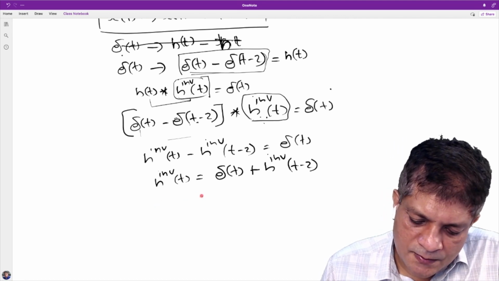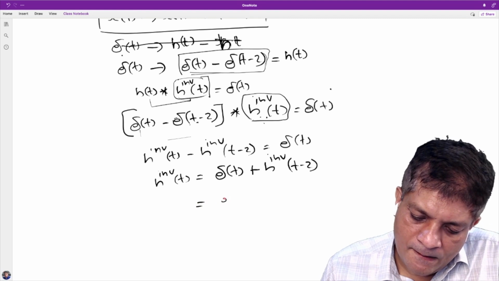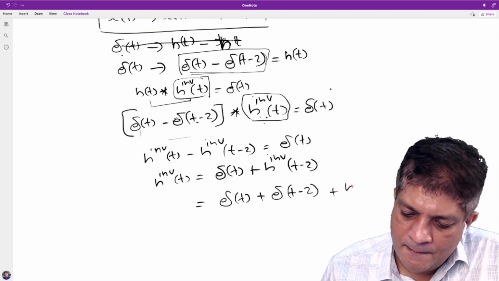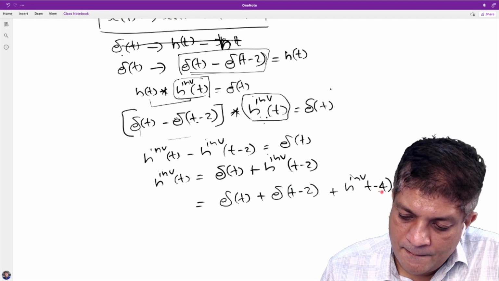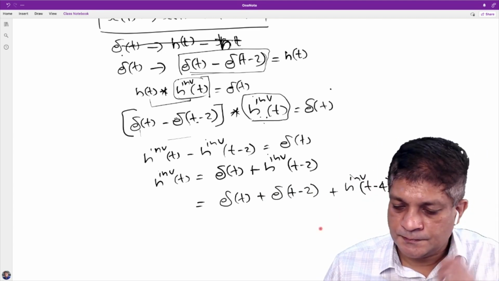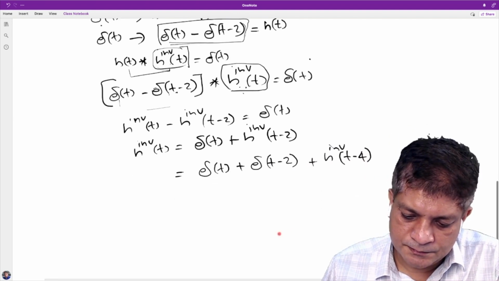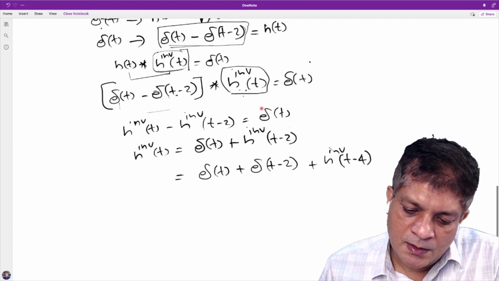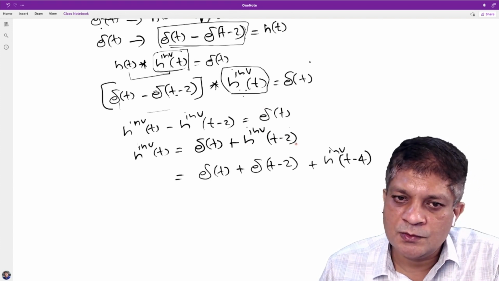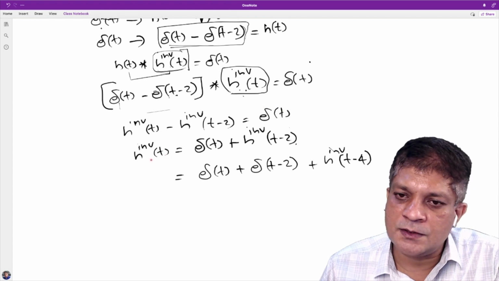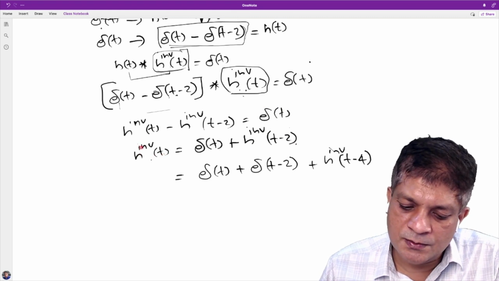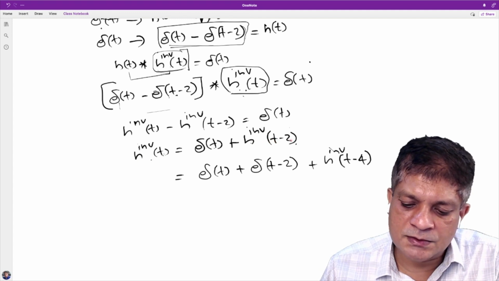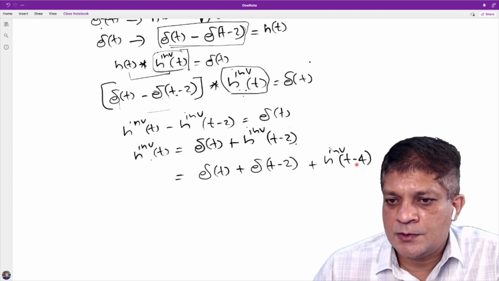Can we write this as something else? Yes, sir. So what I did is like this: h inverse t minus 2. You put t equal to t minus 2, you will get that, isn't it? If you put t equal to t minus 2, you will get h inverse t minus 2 equal to delta t minus 2 plus h inverse t minus 4. So you'll get this. Put that value here.